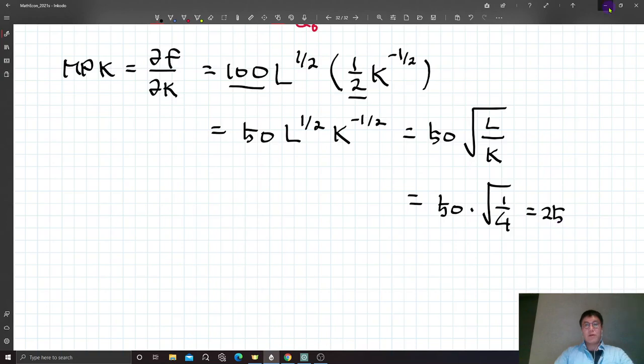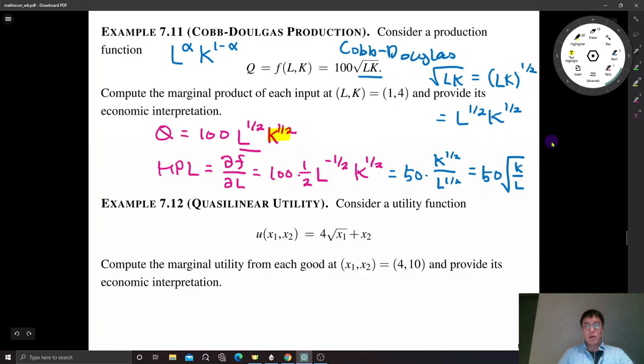Okay, and MPL at that point is going to be 100. Right? So its interpretation: if you hire 1 more person, then you can increase quantity produced by 100 units. Okay, so at this point, labor is much more productive, actually 4 times more productive than capital.